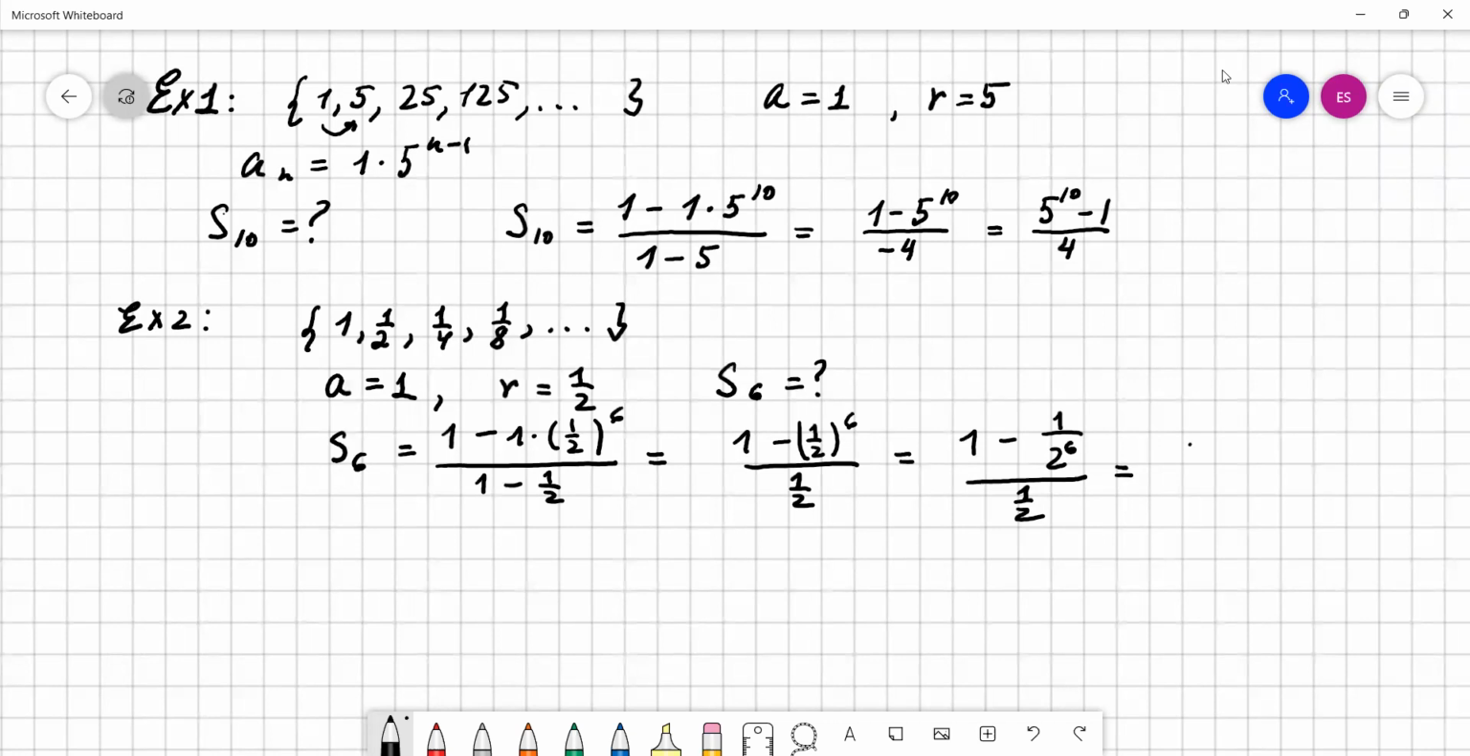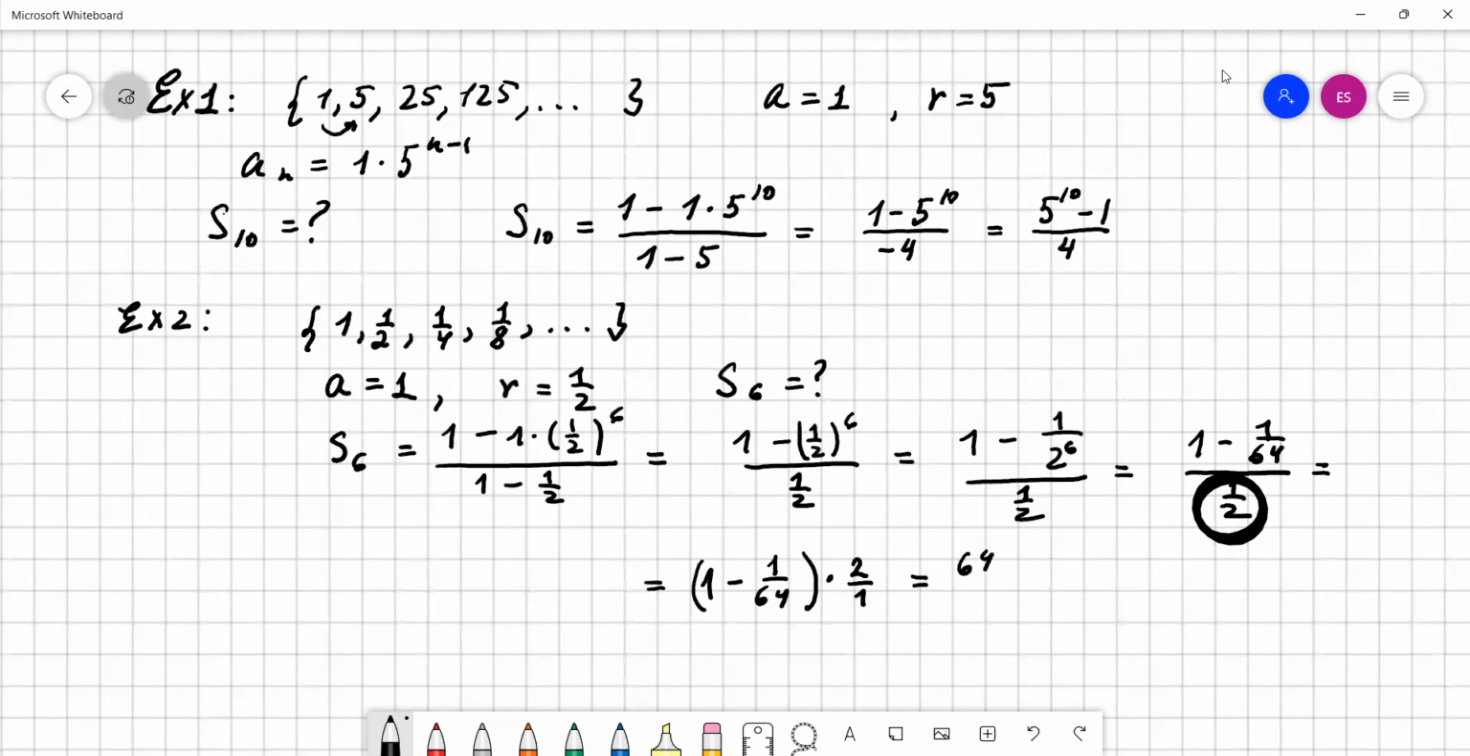So guys, I'm going to just write down 1 over 64 here, divided over 1 over 2. We remember that division by fraction is multiplication by inverse. So 1 minus 1 over 64 multiplied by 2 over 1. Multiplication by inverse. Inverse of this is 2 over 1. So, well, bring it to common denominator.